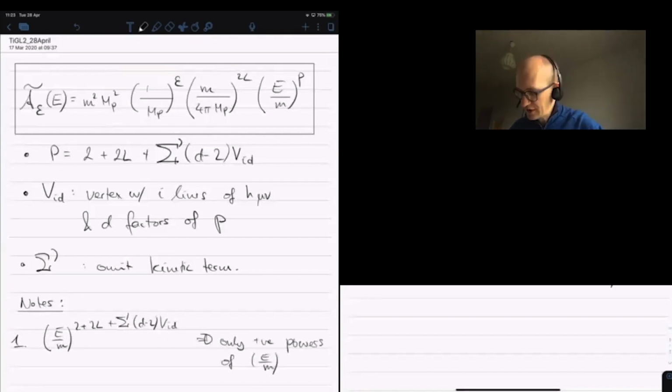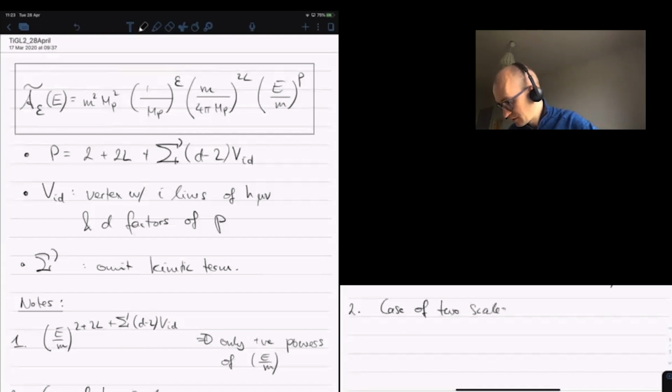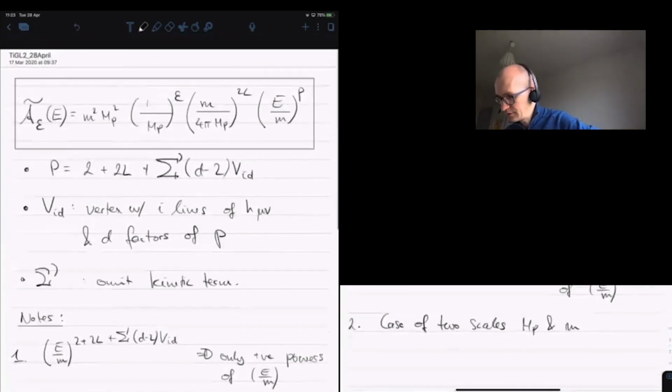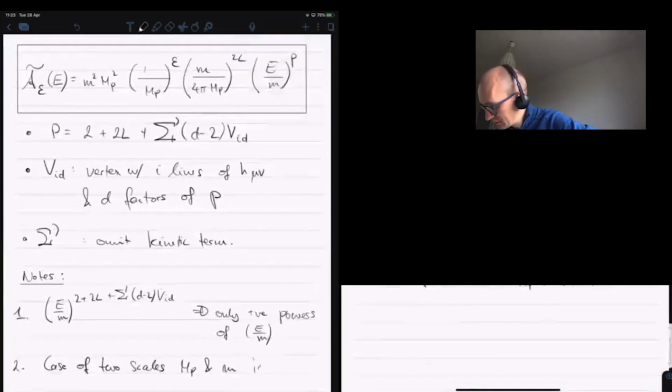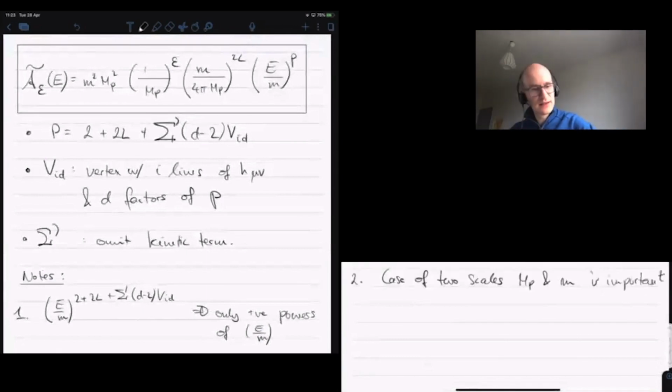The second note is one that I have mentioned a few times, but let me write it down. The fact that we have the case of 2 scales, namely where you have M_P and m, which are distinct, is important. It's important in string theory and in AdS/CFT. And at least AdS/CFT is going to be our next topic.